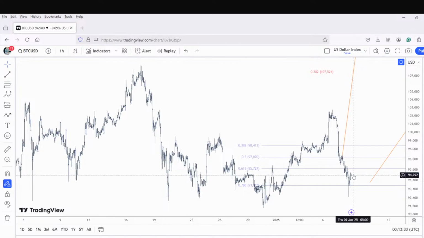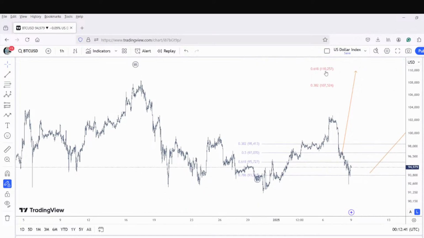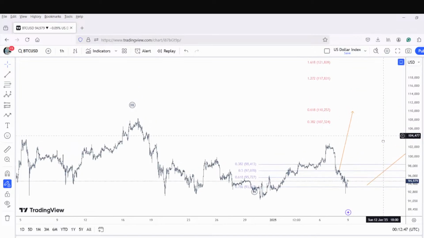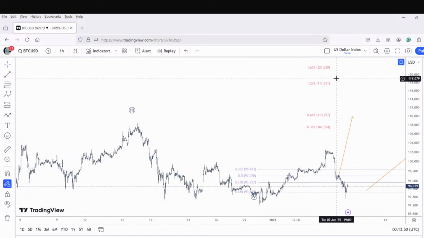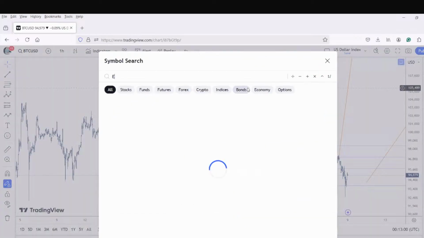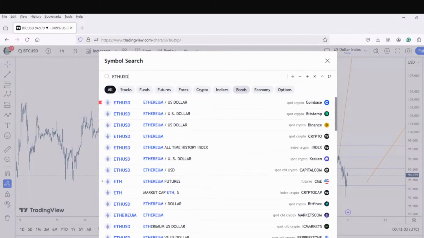Entry around 94, 95, stop loss around 90, and targeting around 110. There you are. I kept the figures in the last session here 110 and possibly moving towards 121 as well. All right. But again, the bottom line remains 90 for Bitcoin. Now let's have a quick look at Ethereum, Solana, and Ripple.